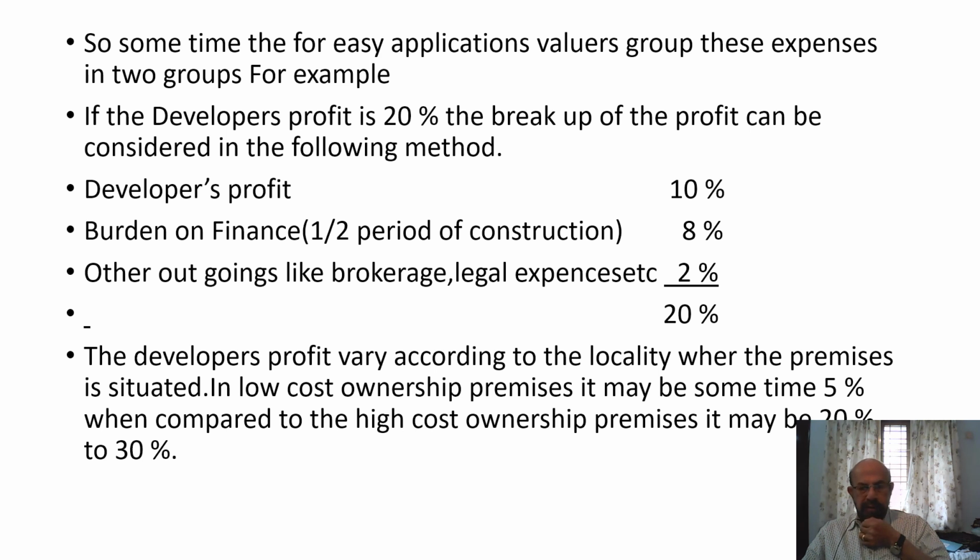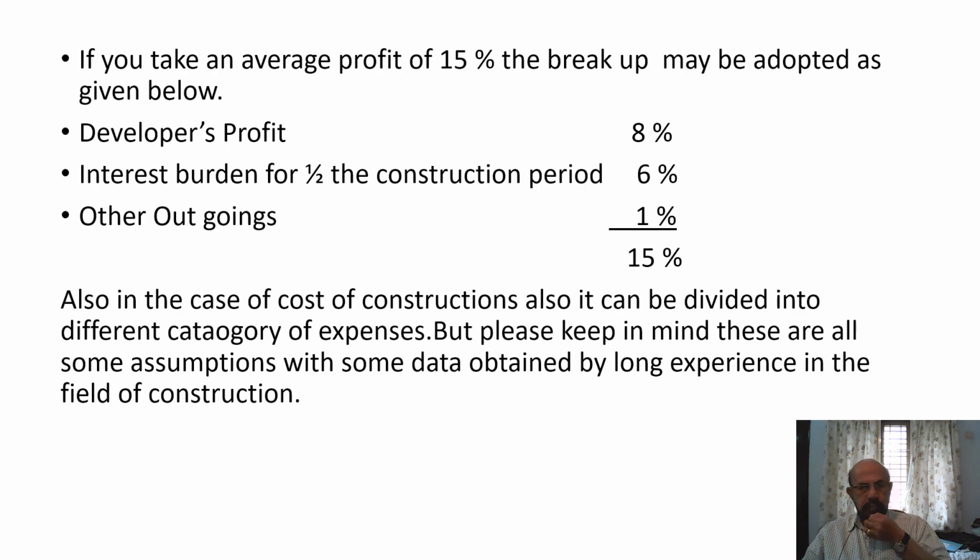The developer profit varies according to the locality where the premises is situated. In low-cost ownership premises, it may sometimes be 5% when compared to high-cost ownership premises where it may be from 20% to 30%. If you take an average profit of 15%, the breakup may be adopted as given below. Developer's profit 8%, interest burden on half the construction period 6%, outgoings 1%, which is equal to 15%.